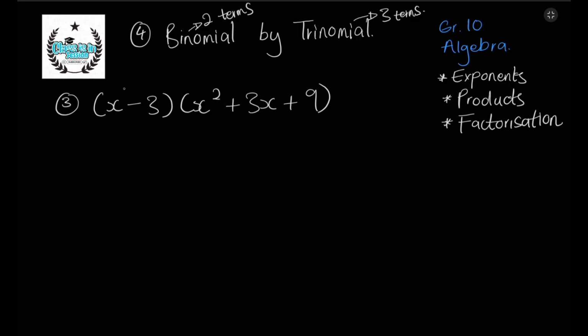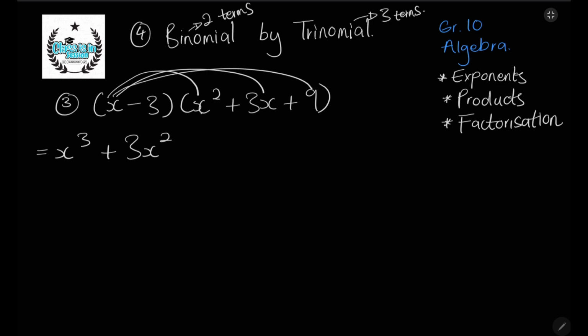We start with x, right? X times x squared, which is x cubed. Then x times 3x, which is positive 3x squared. X times 9 is positive 9x. Let's move to the second term.